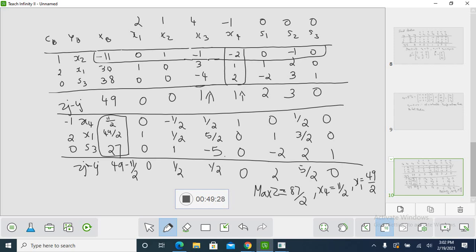So what is the main thing in this problem? What happened? Your solution became infeasible. One of your xb column values was negative. So how will you go about a solution? Immediately when that xb column entry becomes negative, what should you do? Go for the dual simplex method. Choose the dual simplex method so that you can eradicate that particular value and obtain a feasible solution. Therefore, this is the required solution.